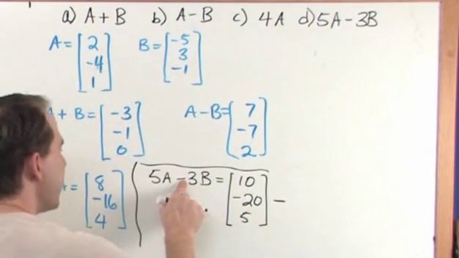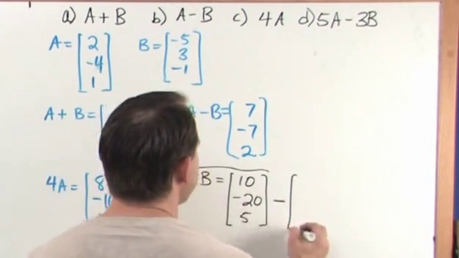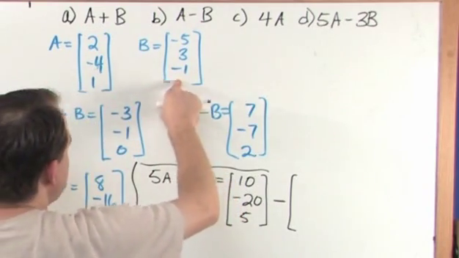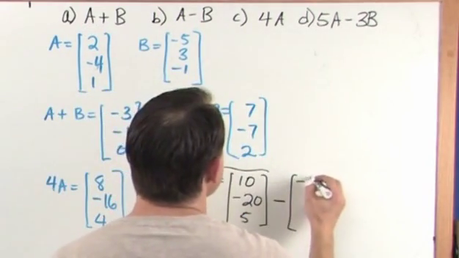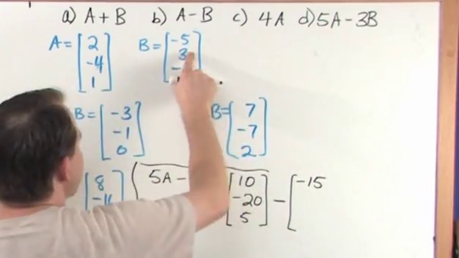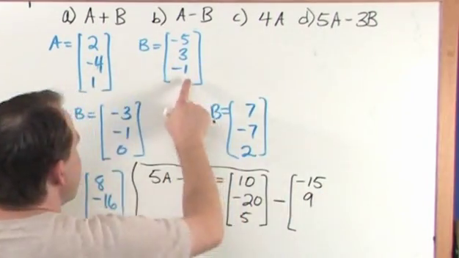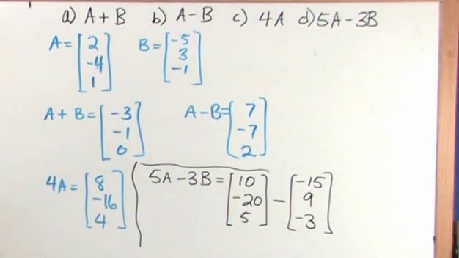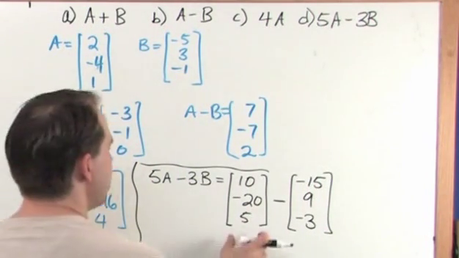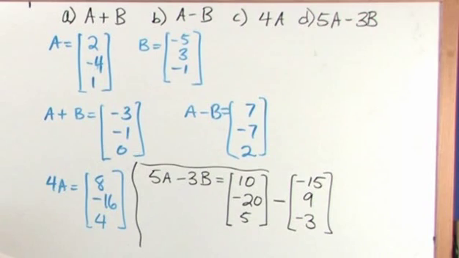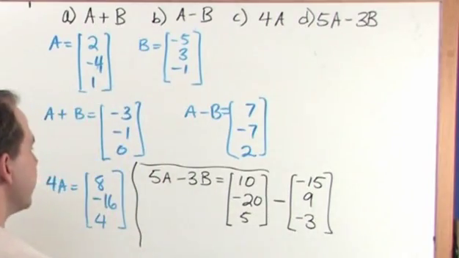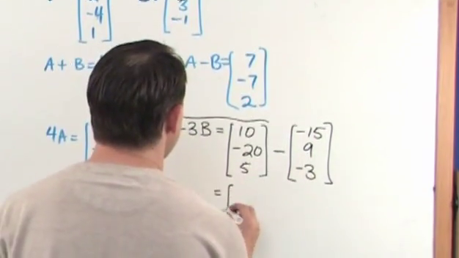And I'm subtracting from that this matrix, 3 times B, the scalar 3 times the matrix B. So we multiply this matrix by 3. 3 times negative 5 is negative 15. 3 times 3 gives me 9. 3 times negative 1 gives me negative 3. Okay? And so now I have two matrices, 10, negative 20, and 5. I'm subtracting negative 15, 9, and negative 3, and they have the same number of rows and the same number of columns, so I can subtract them no problem.